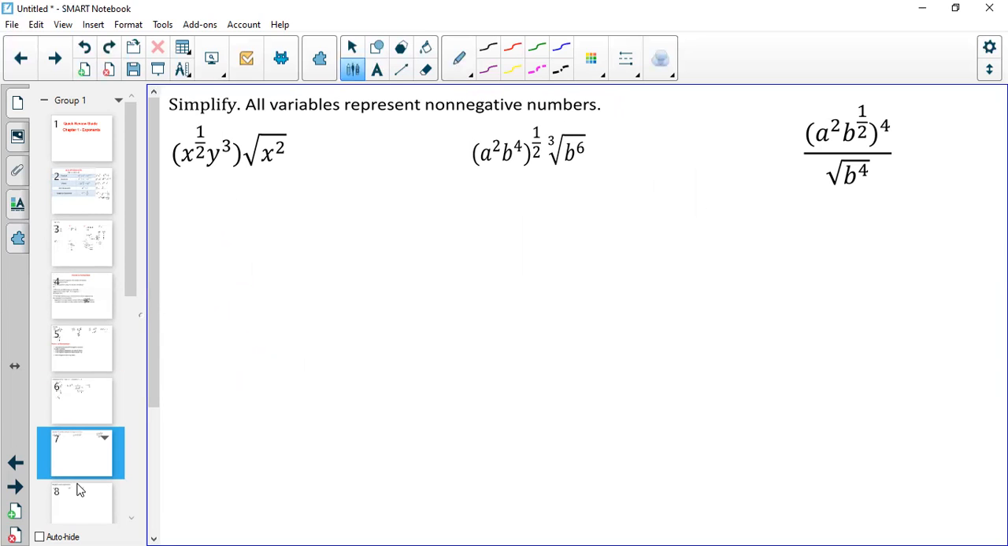Simplify. All variables represent non-negative numbers. All right, so, okay, here something is missing, isn't it?